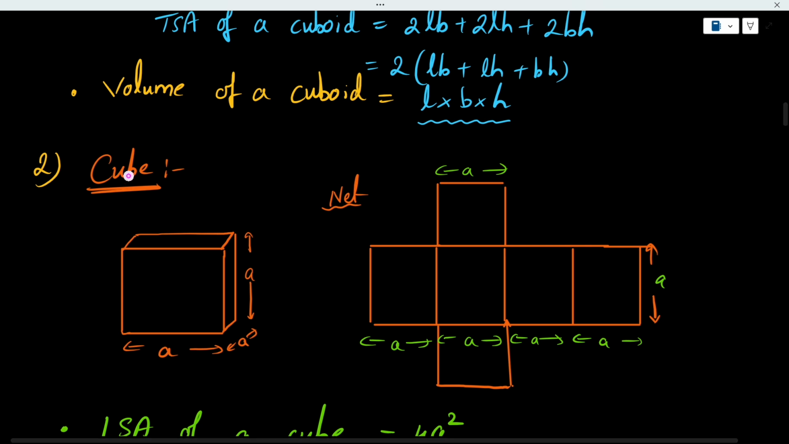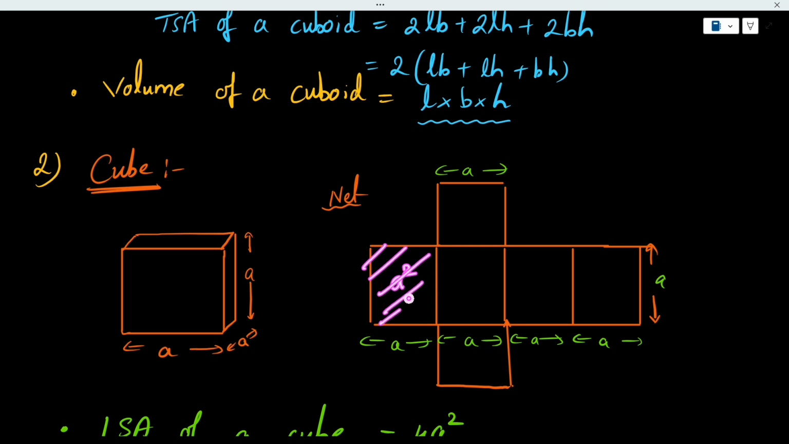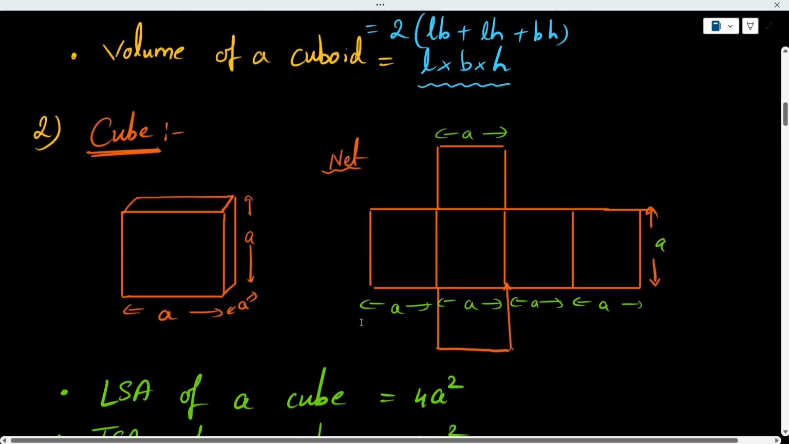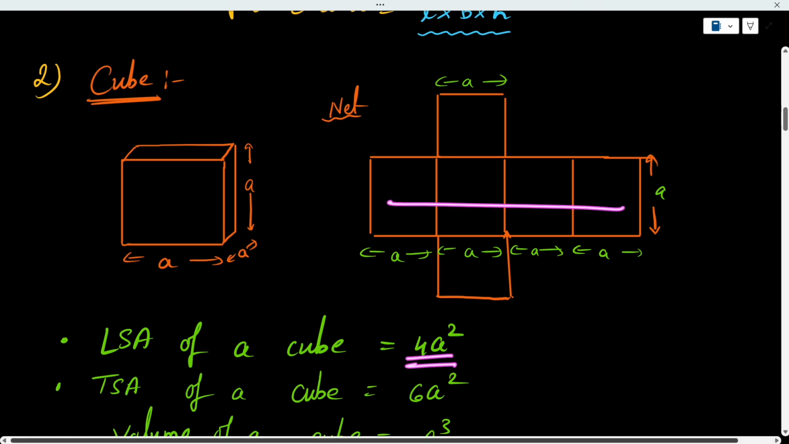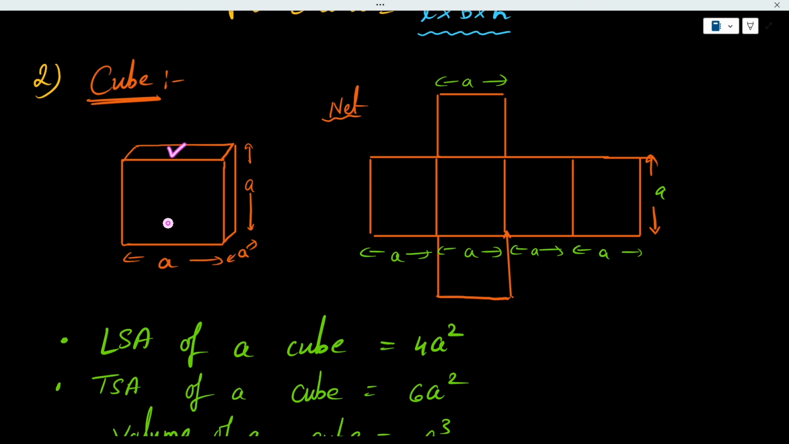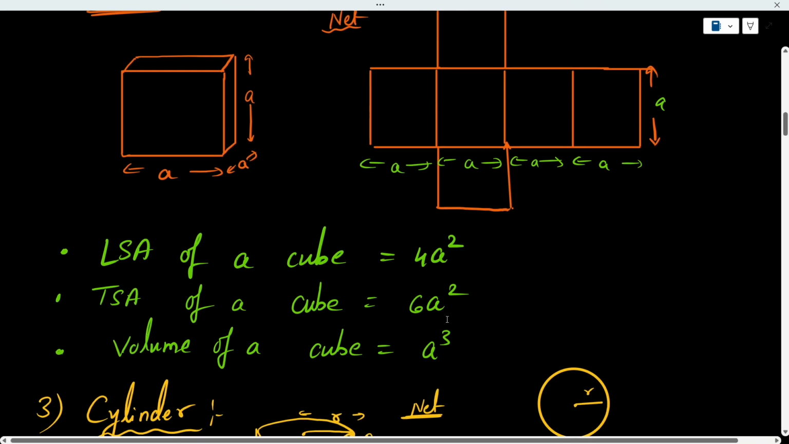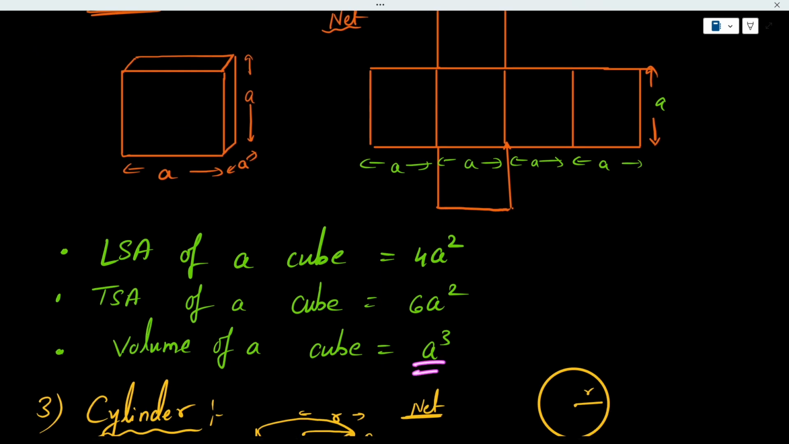Similarly, a cube is one where all the edges are equal here. Length, breadth, height, everything I have taken as A. Now here, the area of each face is going to be A square, because if I take this face as a square, A square, A square, A square. Lateral surface area is the area of these four faces, so 4A square. If you take total surface area, you include the top and bottom also, so that is going to be 6A square. Volume of a cube is A cube, right?